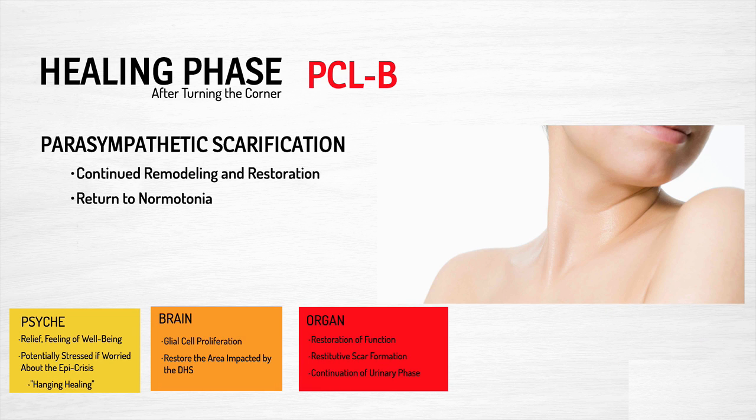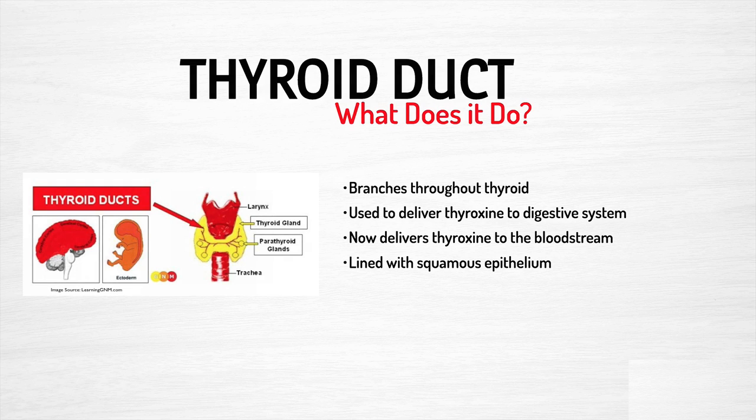And again, the goal here is let's just get back to normal parathyroid function and no longer being in an adaptive state. So let's talk about the thyroid duct. Now, the thyroid duct is different than the thyroid gland and the parathyroid gland. And you can see that's why we've got it in red.